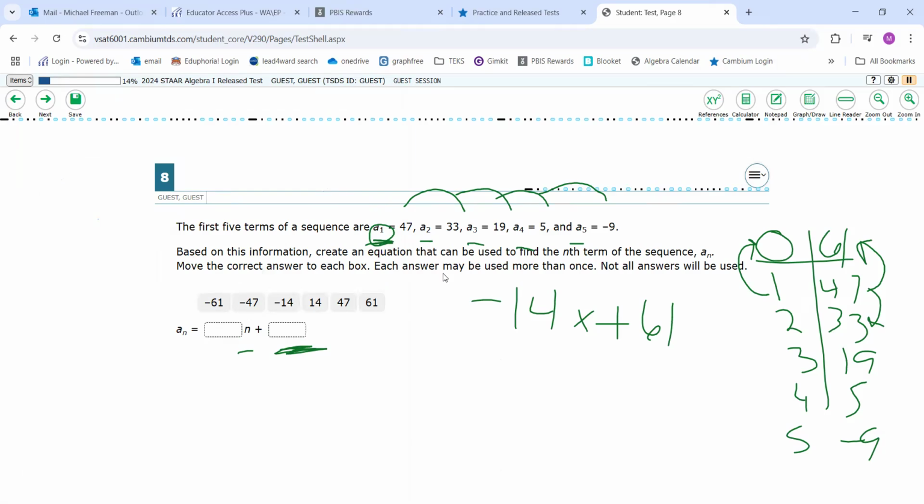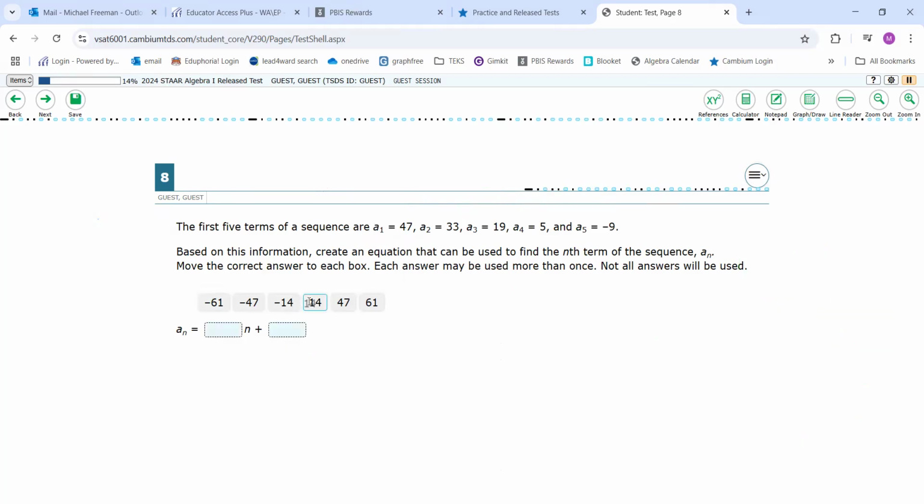Again, hopefully we could have just figured this out. A of 1 means this is the first term, second, third. What's the pattern? It's going down by 14. And then to get the y-intercept, we go backwards. Oh, sorry, not 14, negative 14. It's going down by 14, so we had to start at 61, because 61 minus 14 is 47.